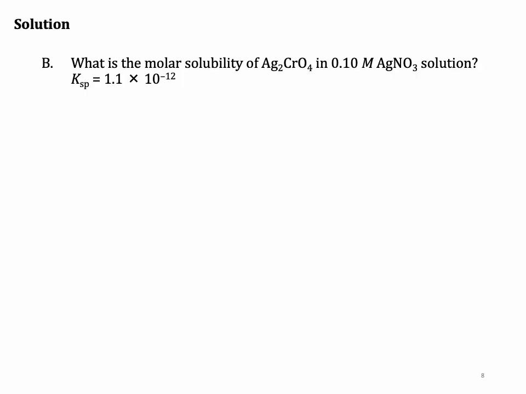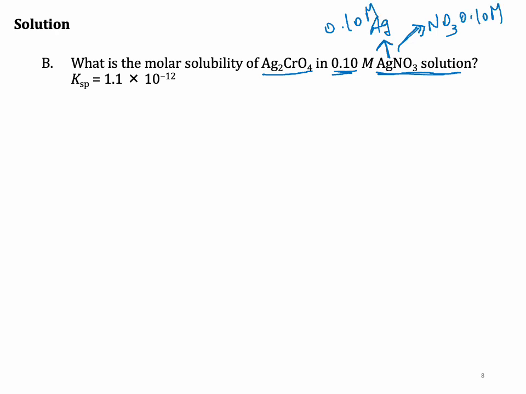Part B was, what is the molar solubility of Ag2CrO4 in 0.1 molar AgNO3 solution? Ksp is given to us. The difference here is, in this case, Ag2CrO4 is still my solute, but now I'm not making it in water. We are making it in a solution that already has some Ag and already has some nitrate. 1 AgNO3 will give me 1 Ag, and 1 AgNO3 will give me 1 nitrate, which means 0.1 would give me 0.1 of this and 0.1 of this.